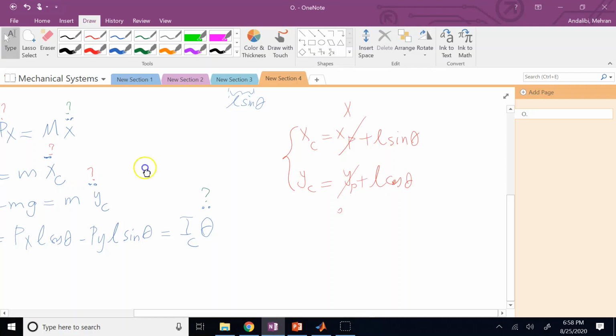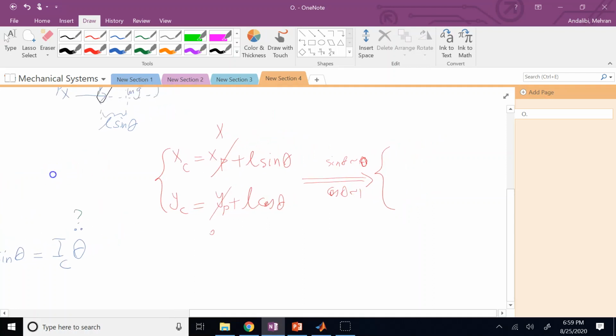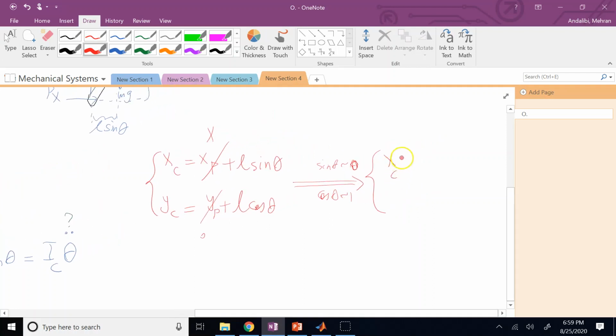Now, before I do that, I use those assumptions that I made. The major assumption was that theta is small. Therefore sine of theta is approximated by theta, and cosine of theta is approximated by 1. If I do so, then x of C is simply x plus L theta, and y of C is simply L.